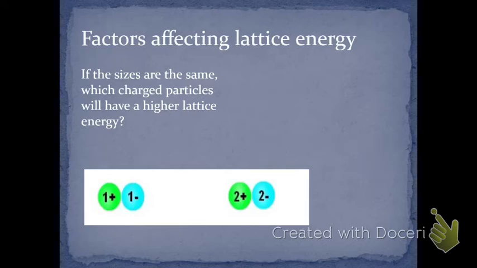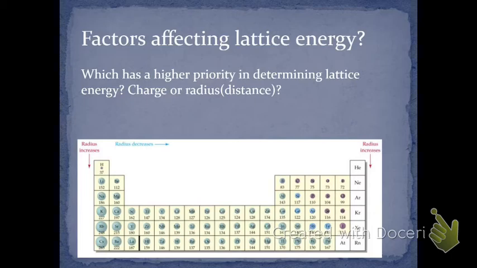Okay, so what about if I ask you, like, which one has priority? Like, which one affects lattice energy more? Would it be the charge or the radius? So let's just take an example. Let's take a look at this. So here the lithium is a +1, and here the beryllium is a +2, right? Those are the charges on there. So we can say that the charge doubled.